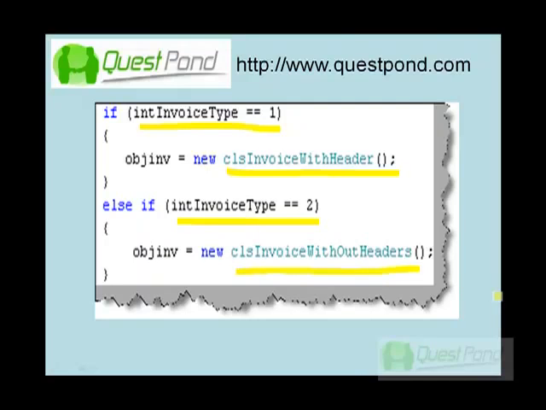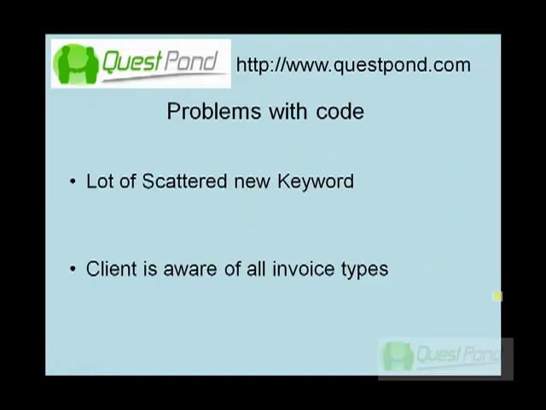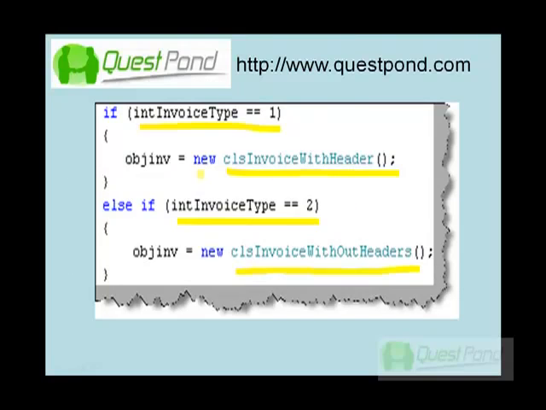Now the requirement here is that the client takes from the user what type of invoice he wants to use, and depending on that, creates the objects. There are two big issues related to this code. The first issue is that there are a lot of scattered new keywords. There is a new keyword here, a new keyword there, and if there is one more if condition, you will have one more new keyword.